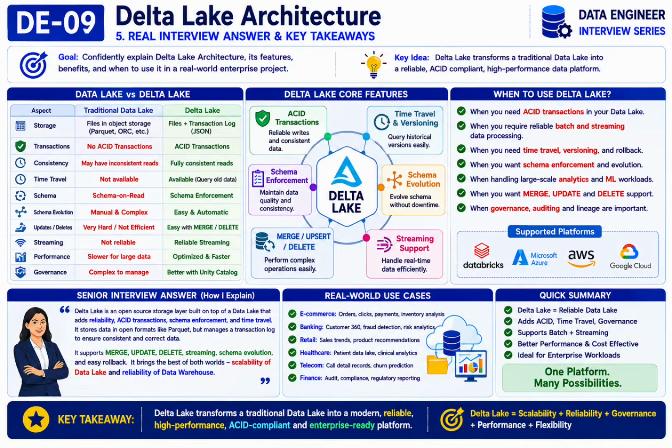This brings us to the end of today's episode on Delta Lake architecture. The biggest takeaway is that Delta Lake transforms a traditional data lake into a reliable, ACID compliant, high performance, enterprise ready platform by adding transaction management, schema enforcement, versioning, and unified support for batch and streaming workloads.